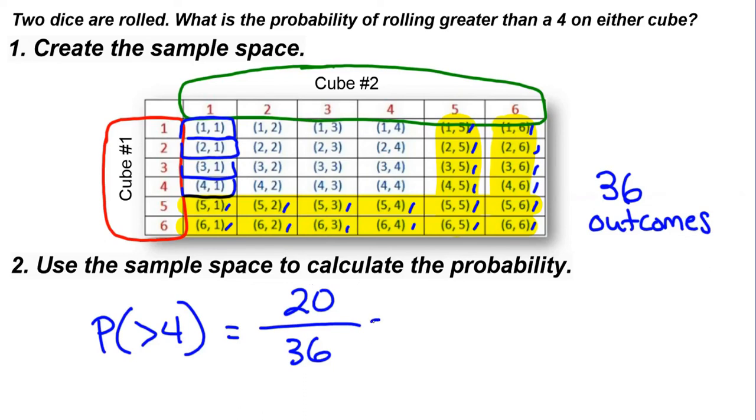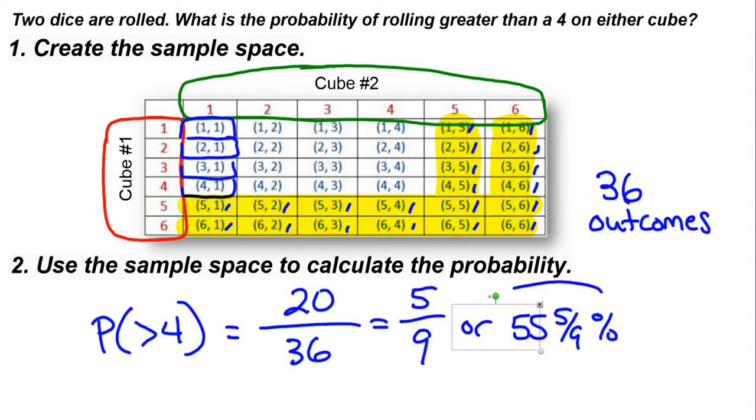So here's my probability. And then as always, I want to simplify that fraction. That simplifies to 5/9. So my probability of getting greater than a 4 on one of the dice is 5/9, or 55 and 5/9%. And there you have it. So compound events, you have to get the sample space, and 3 ways to find the sample space: either create a tree diagram, an organized list, or a table.